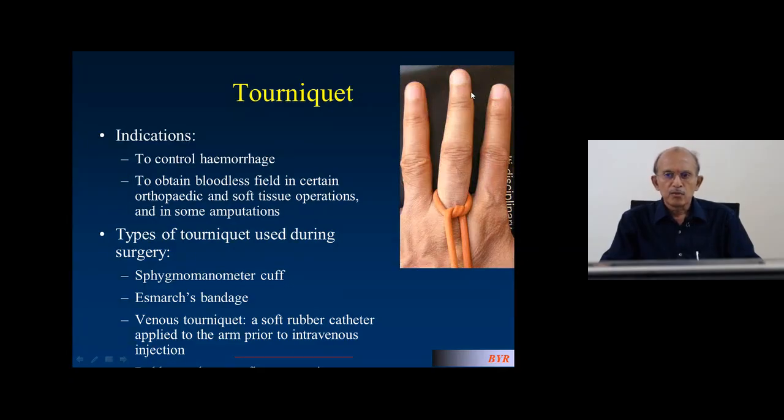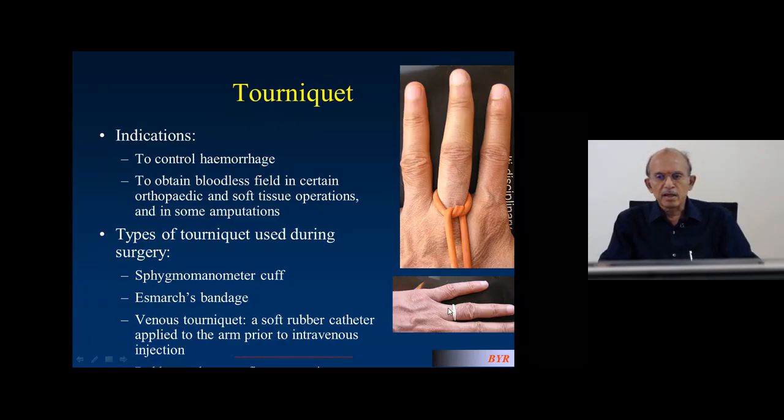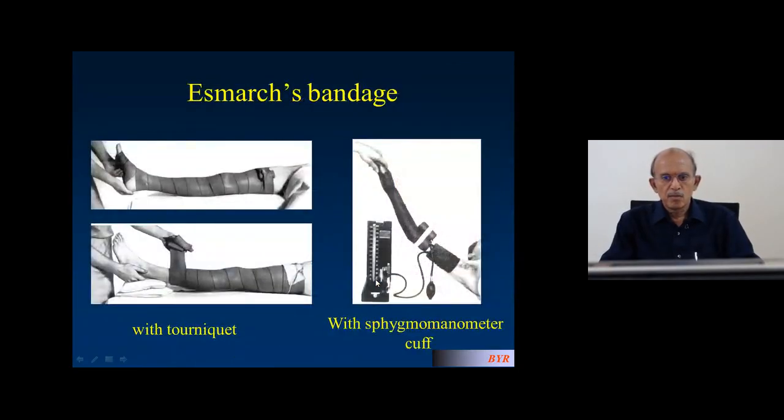For example, for the finger, you can apply a tourniquet by winding a rubber catheter around the base of the finger. So this is also a tourniquet. Or this is another method: you take a glove finger and roll it over the finger. This is called the Esmarch bandage.